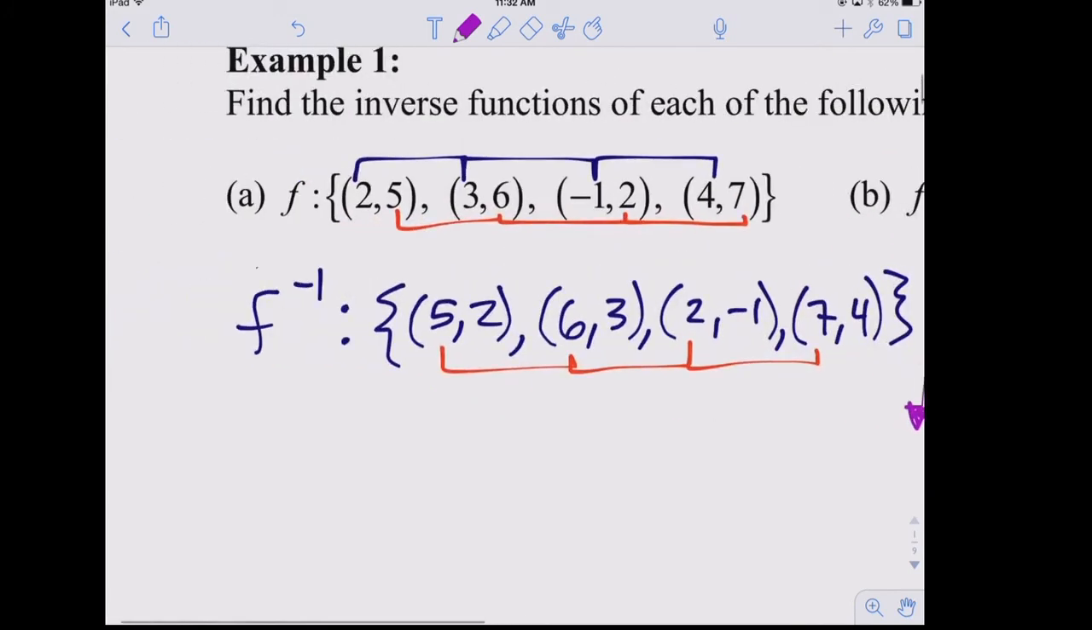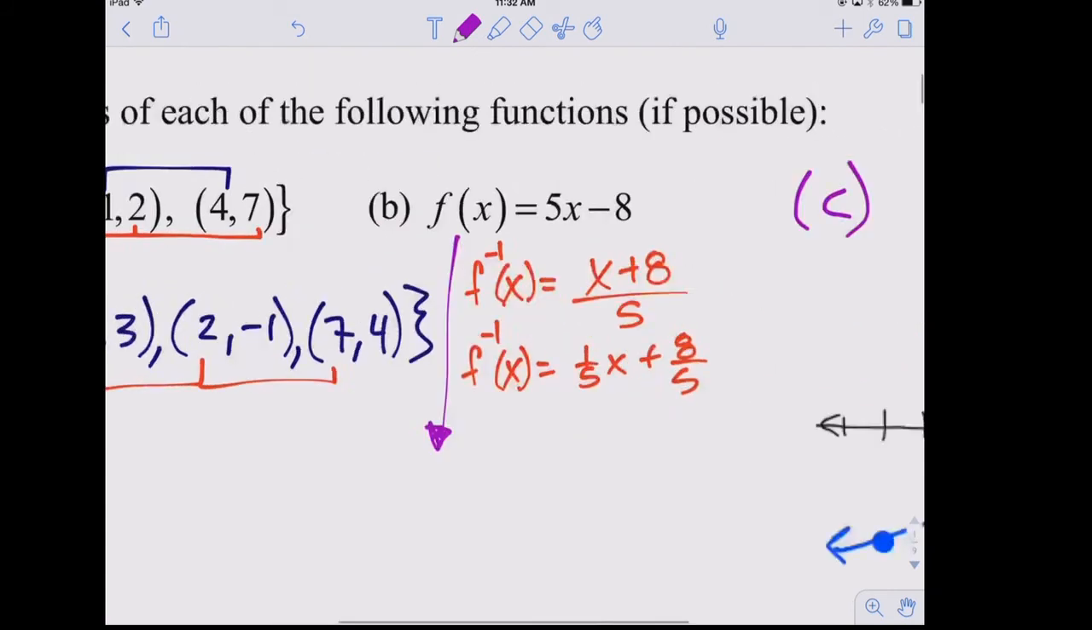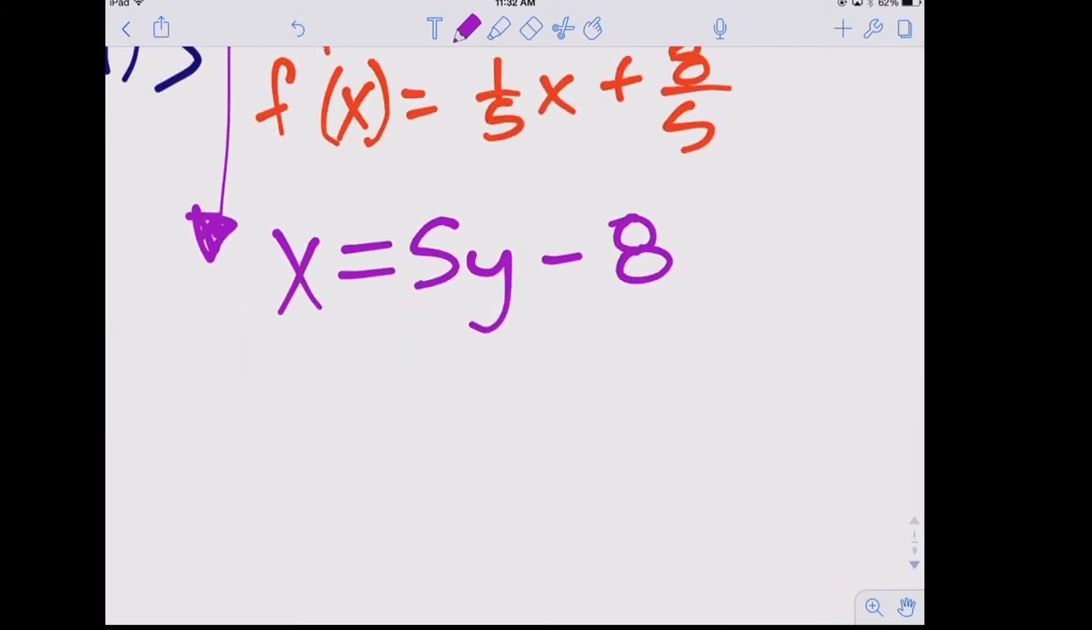Switch x and y. Yeah. It's the same thing we did over here. We interchange x and y. I like the word interchange better than switch. Now, of course, f of x is just a fancy way to say y. So if we switch them out, we get x equals 5y minus 8, and then all we have to do is resolve for y, yes?